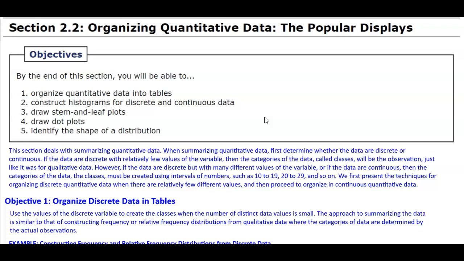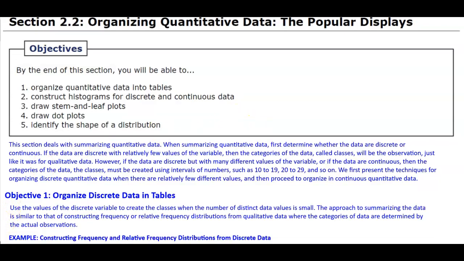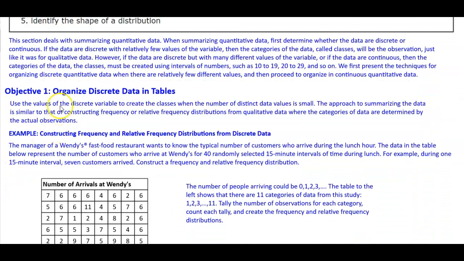We first present the techniques for organizing discrete quantitative data when there are relatively few different values, and then proceed to organize continuous quantitative data. So the first objective is to organize discrete data in tables. We're going to use the values of the discrete variable to create the classes when the number of distinct data values is small. The approach is similar to constructing frequency or relative frequency distributions from qualitative data, where the categories are determined by the actual observations.